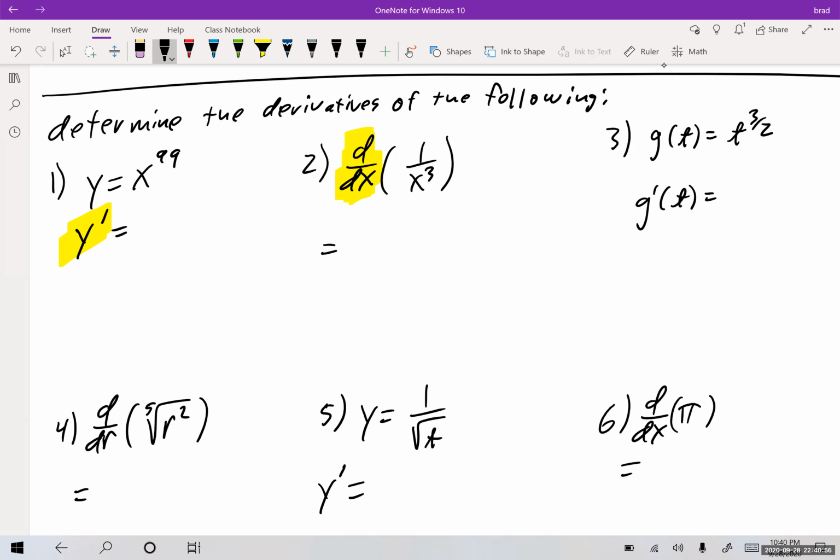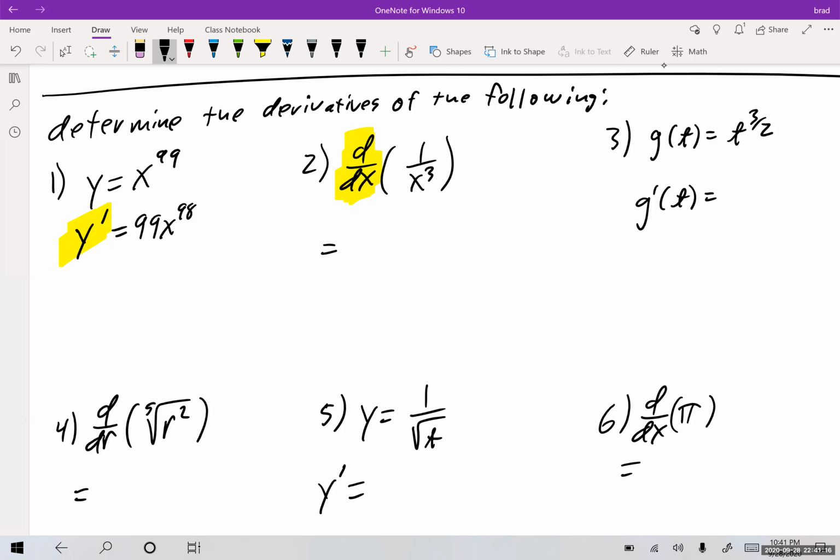So now when we find y prime, we take the power, we put it in front, we rewrite x and reduce the power by 1. And that's it, that's all you do. Now imagine if you had to do that the limit definition way. That would be horrible, okay? So this power rule is definitely going to help us for ease.